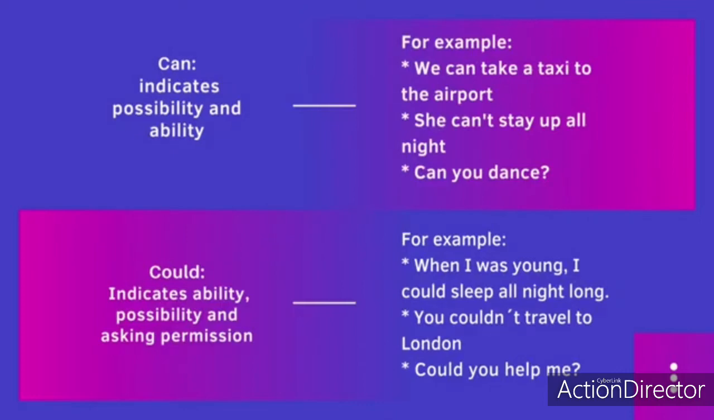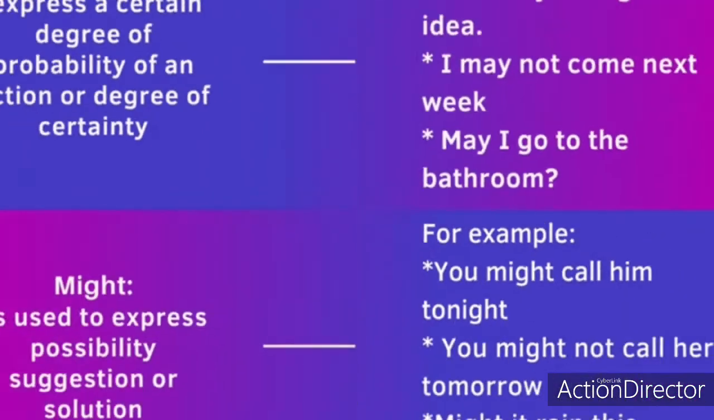You could travel to London. Indicates probability. Could you help me? Indicates asking for permission.